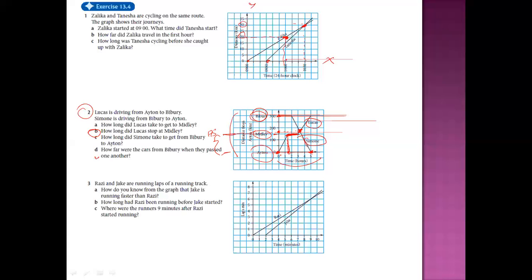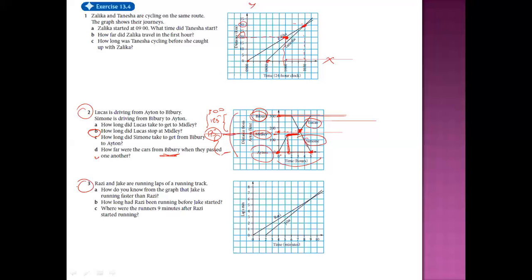But we need the distance from Bibury to here. So we need the distance between Bibury and 175. The initial point is 300, and the final point is 175, so between them we have 125 kilometers. So it was 125 kilometers from Bibury when the cars passed one another.